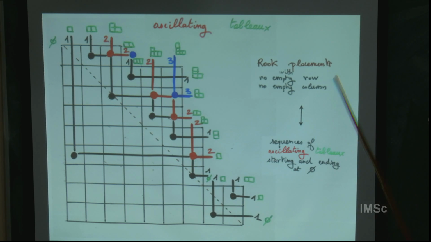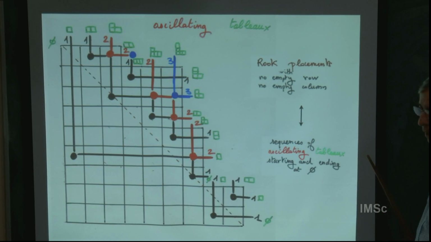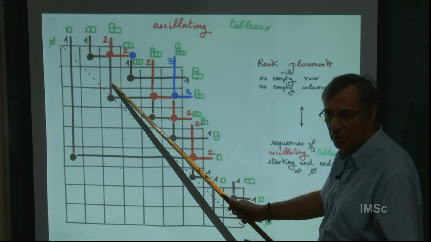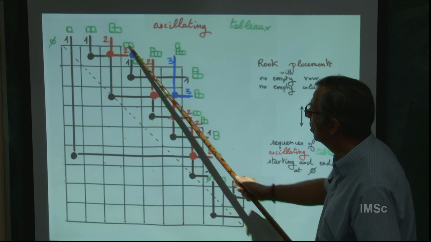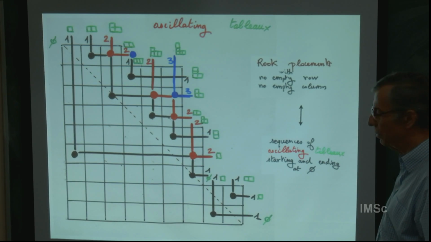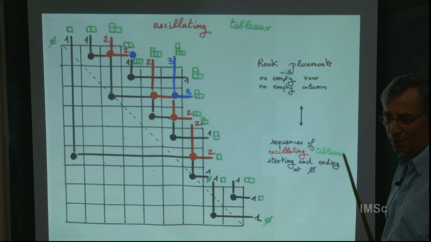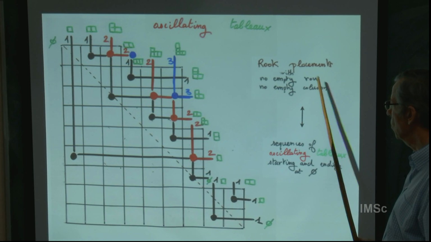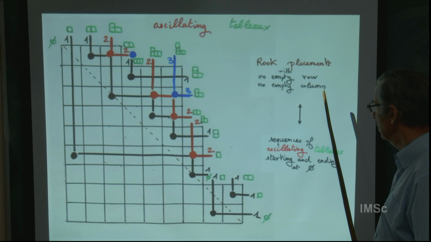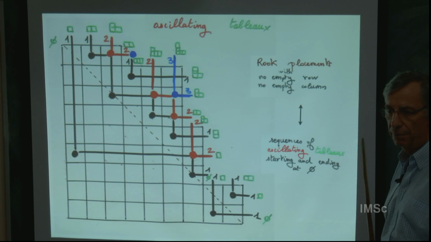So to resume this, I take a rook placement with this condition, no empty row, no empty column. I put the shadow process, then I look at what is going outside, and I get an oscillating tableau. So I first claim that this is a bijection between rook placements with no empty row and no empty column, and oscillating tableaux starting at the empty set and finishing at the empty set.